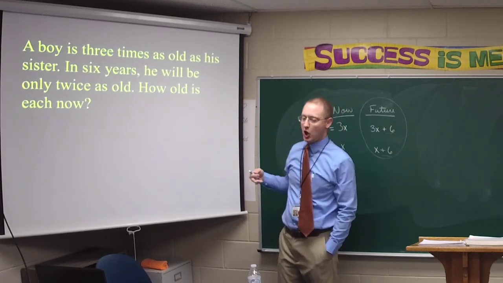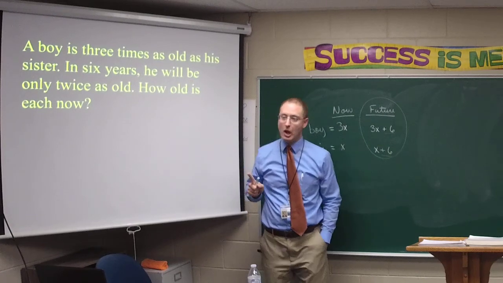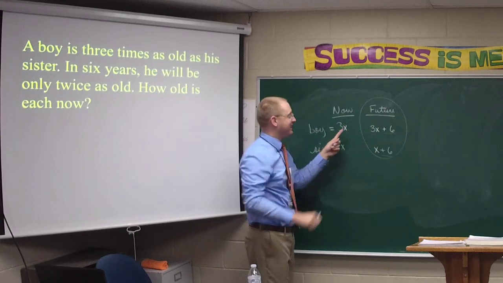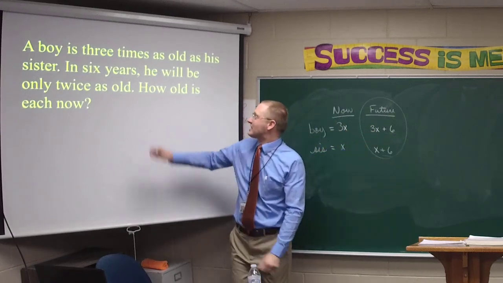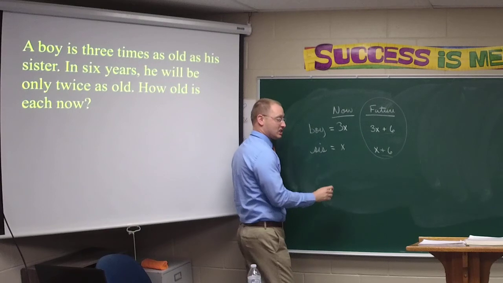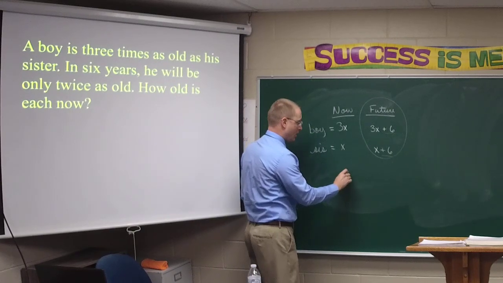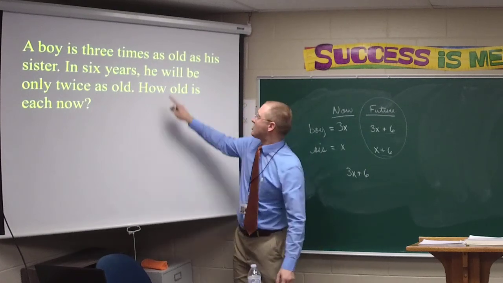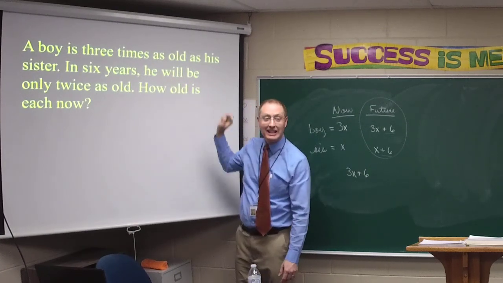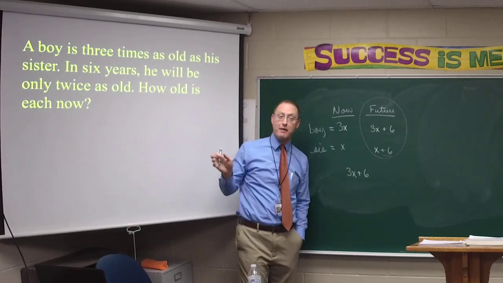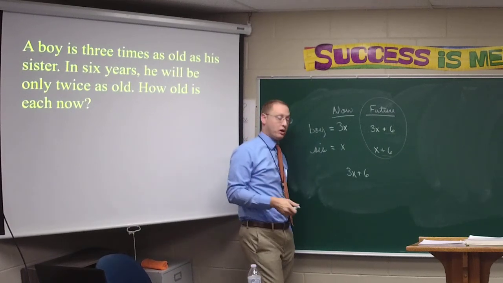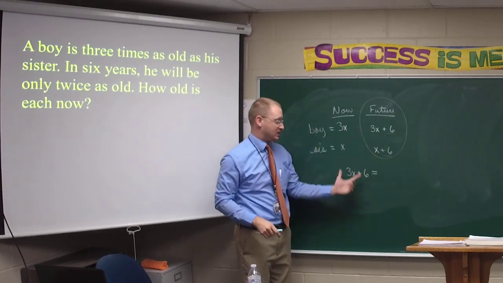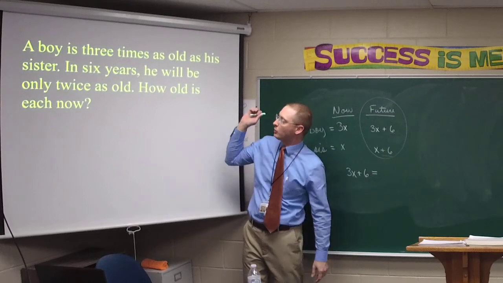Who is the he talking about, class? The boy. But it's not the now boy, because we've traveled into the future. It's future boy. So when it says he, I should write 3x plus 6, because that's the boy. Then it says will be. That's my linking verb, and I've told you linking verbs give you your equal sign. He, the boy, the 3x plus 6, will be, or equals, and it says only twice as old.